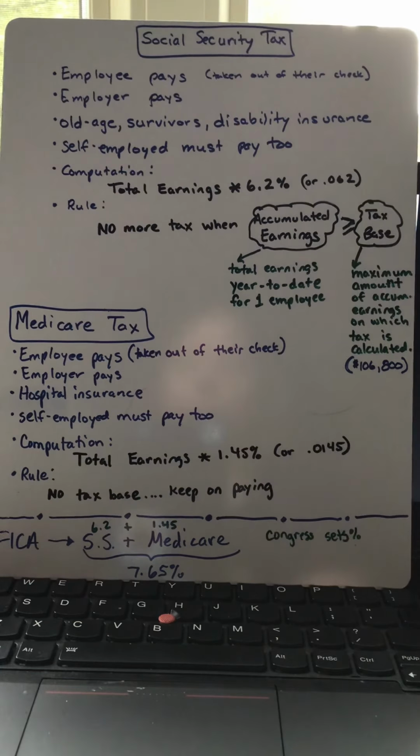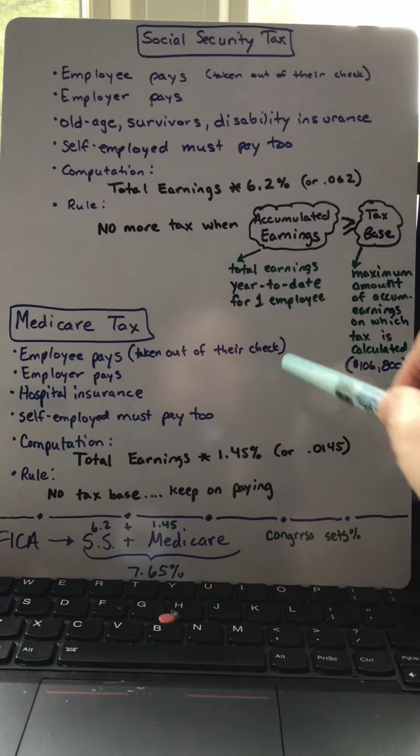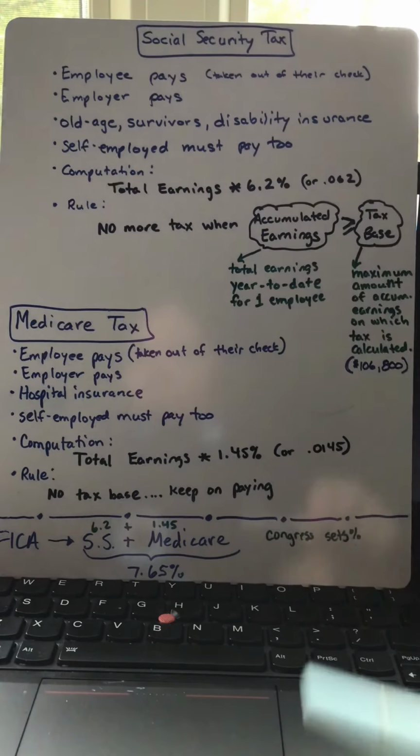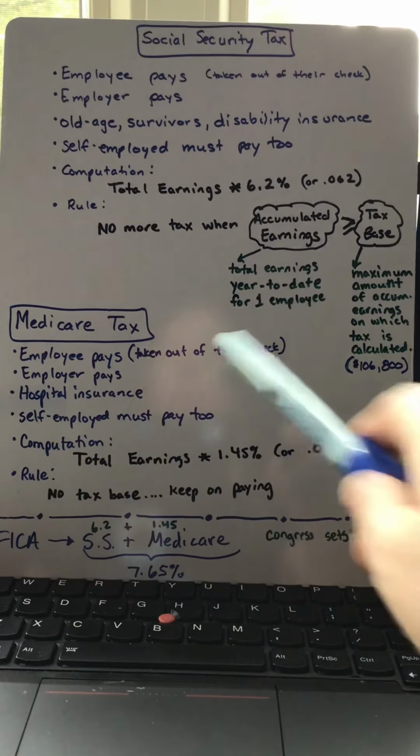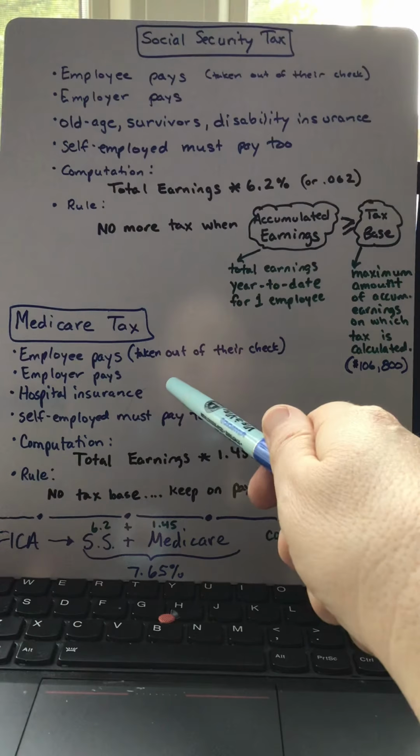Medicare tax is the other part of FICA. So Medicare tax, and it's the same thing. The employee has to pay it. It's taken out of their check, and then the employer has to match it and put the same amount. So if they take $100 out of my check for Medicare for me to pay, then the employer's going to pay that too. So it's hospital insurance.